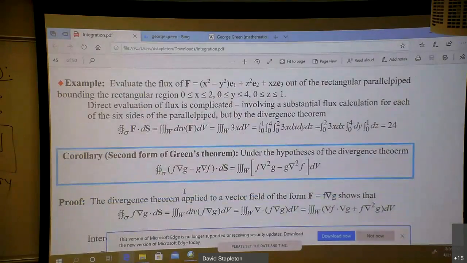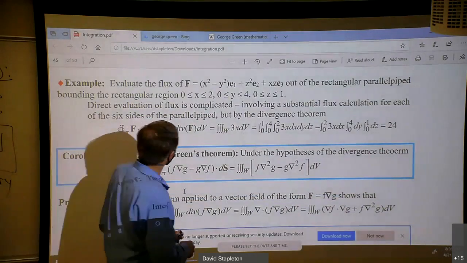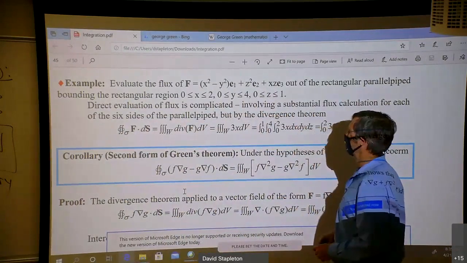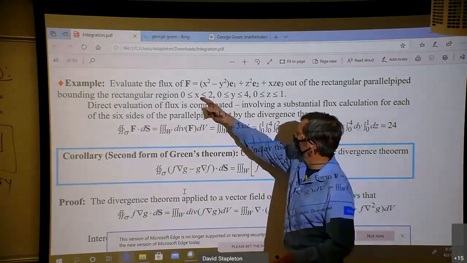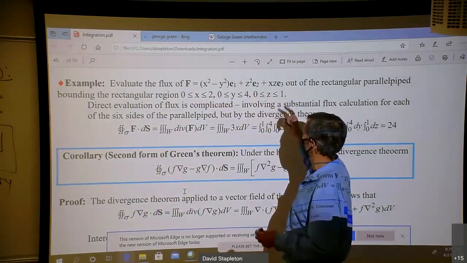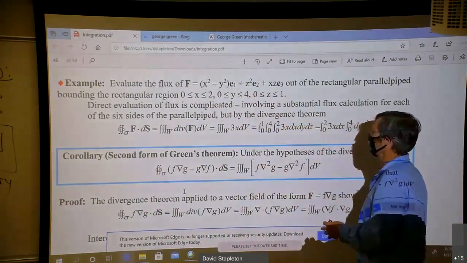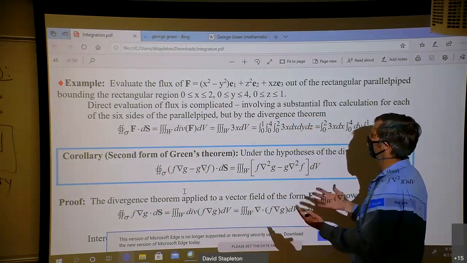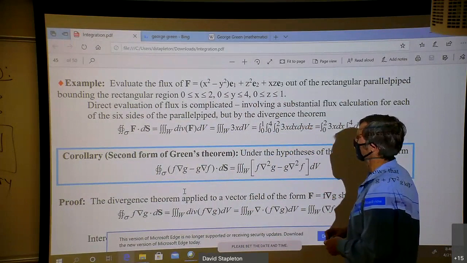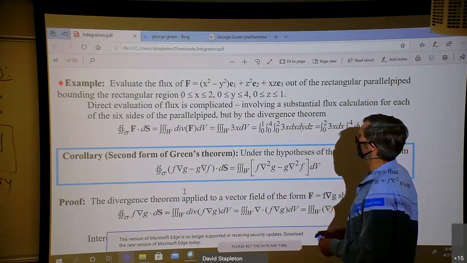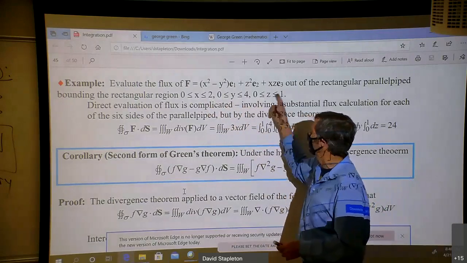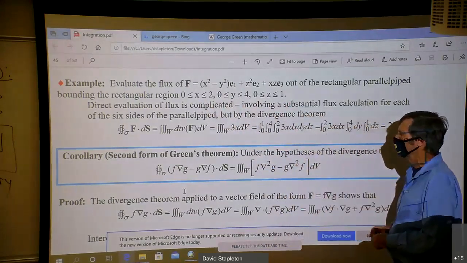Here's the example. All right. Suppose I'm going to calculate the flux of this velocity field out of a rectangular parallelepiped, which is a rectangular box, x going from 0 to 2, y going from 0 to 4, z going from 0 to 1. Well, instead of integrating over the 6 faces of this box, the surface integral on 6 different sides, and trying to add them all together, what a mess, right? It's easier to do just one triple integral over the solid where you go between these constant endpoints. So a box is the ideal thing to do this with.